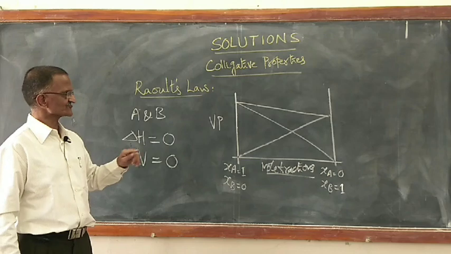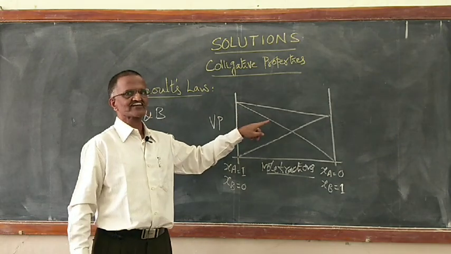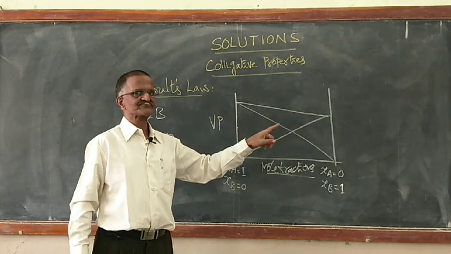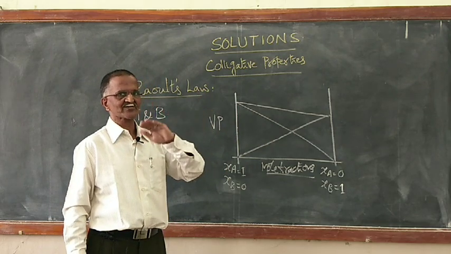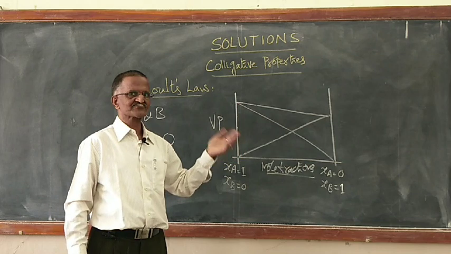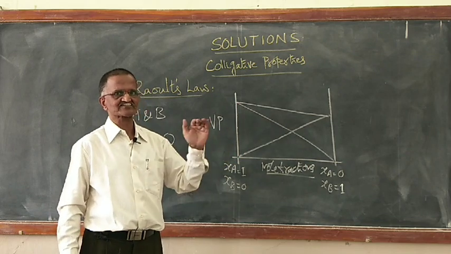Further, we had understood deviations from ideality, positive deviation and negative deviation. Yesterday only we discussed that. If you have any doubt, just go back to yesterday's video and you will understand. Now we will go further.